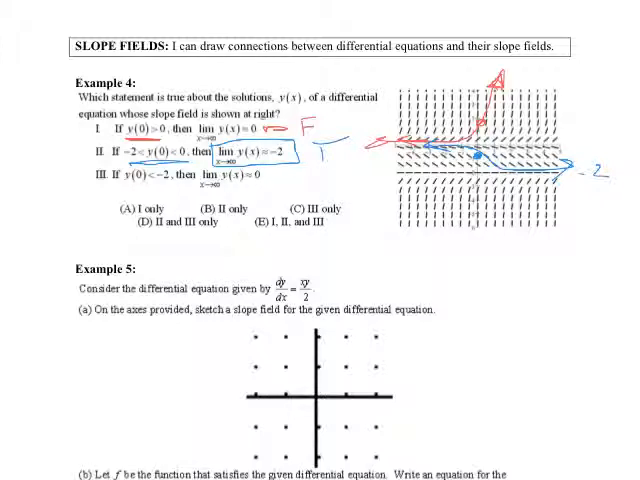And then finally, in the last case, if our initial condition is less than -2, so maybe our initial condition is down here, which means our particular solution might look something like that.